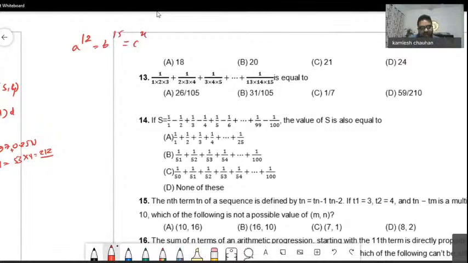सो क्या होगा आंसर? ओके, सो आई एम लीविंग इट टू गाइस. ओके, ये होगा 12 15 है, आंसर 20 होना चाहिए.